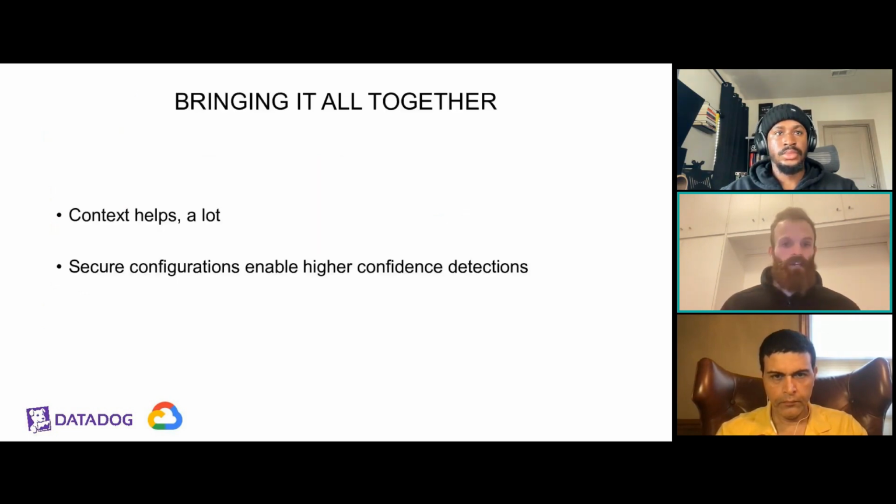So I'm just going to bring it all together at this point with two very succinct points. As you can tell, context helps a lot when it comes to cloud threat detection. And secondly, secure configurations enable higher confidence detections. I think you could take that away in the OS login section and the cloud IAM credential broker.